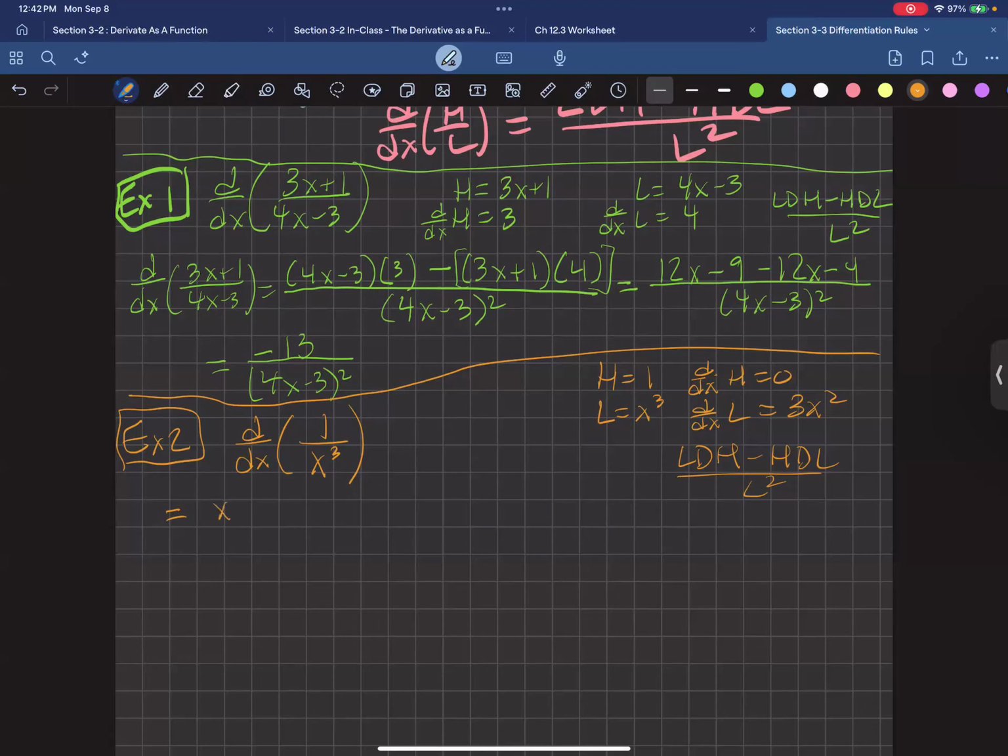Low is x cubed times the derivative of the top, which is 0, minus the top times the derivative of the bottom, all over the bottom squared. This is 0 minus 3x squared over x to the 6th. This is negative 3x squared over x to the 6th, which is negative 3 over x to the 4th.